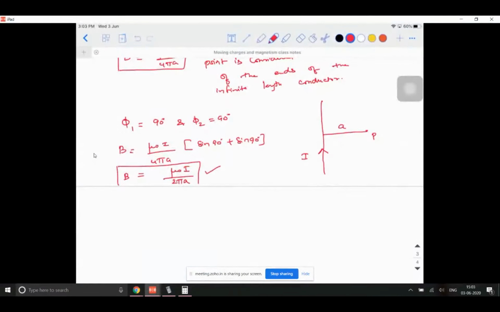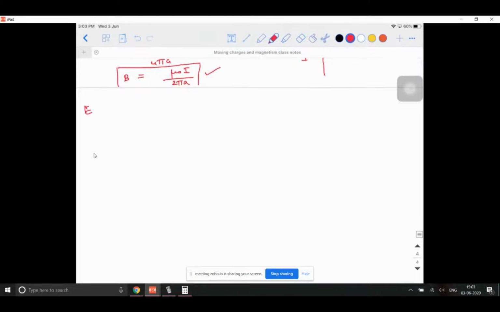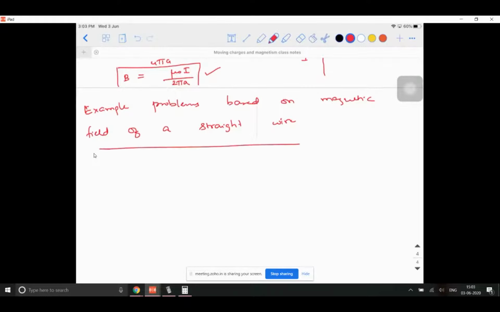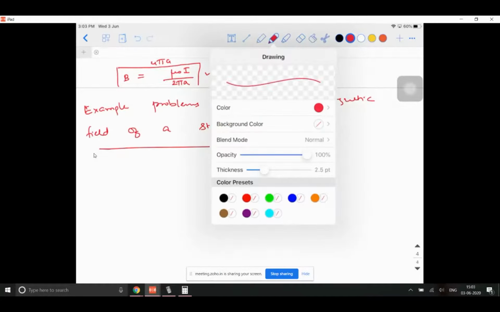Okay, we'll do one thing. I'll give you some example problems and let's try to solve them. So draw them. Example problems based on the magnetic field of a straight wire concept. It can be of finite or infinite length, that varies from problem to problem.